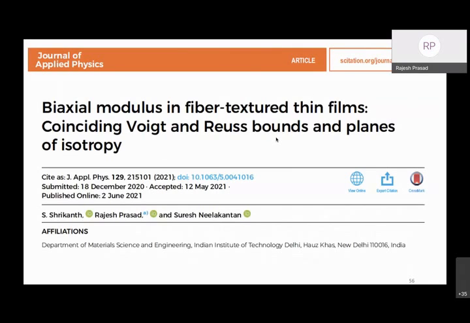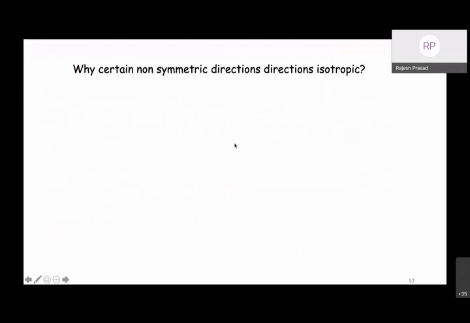So this is the paper which I initially intended to discuss. But as I told, after making my slides, I realized that it will be too much to cover. This is a more recent paper where Shrikant has discussed the biaxial modulus in fiber textured thin films. But now, given the constraint of time and space, we have to postpone it for some future discussion. This is where the polycrystalline averages also we discussed.